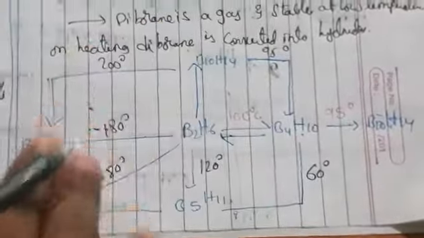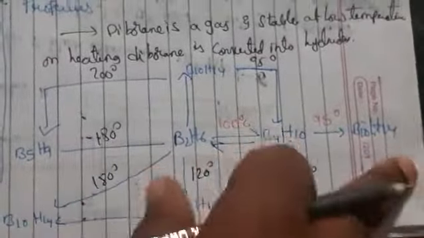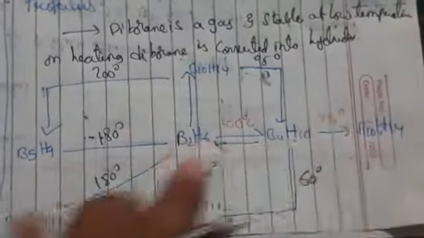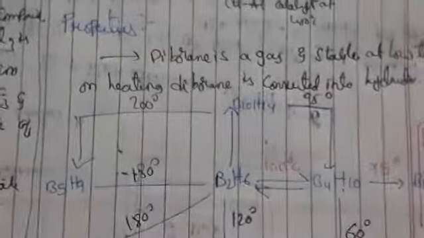So by heating the compounds, it forms the hydrides of boron. When you heat diborane, automatically we form higher boranes. This is the general reaction. Now let us see the properties one by one. What is the first one?